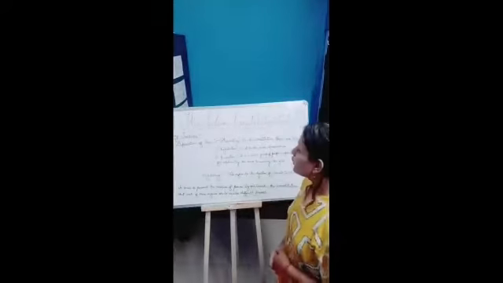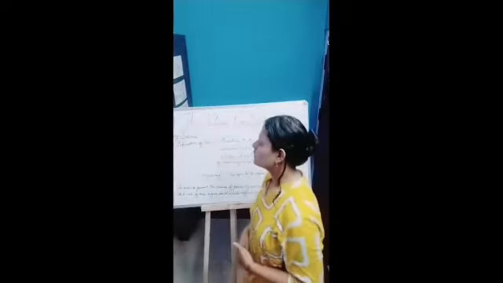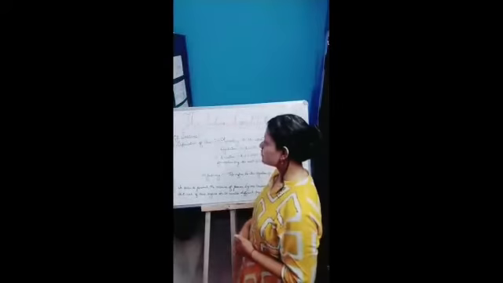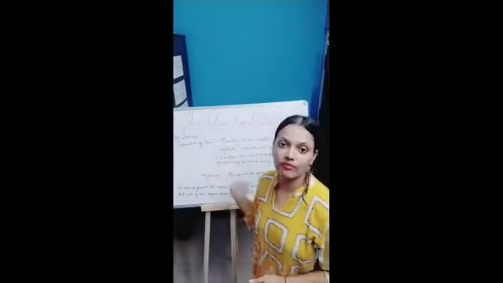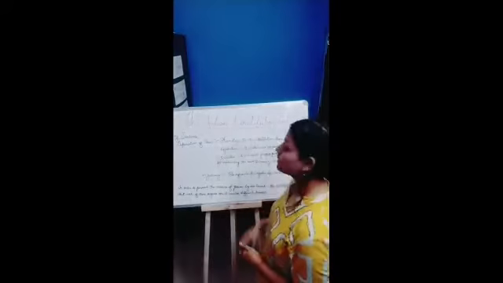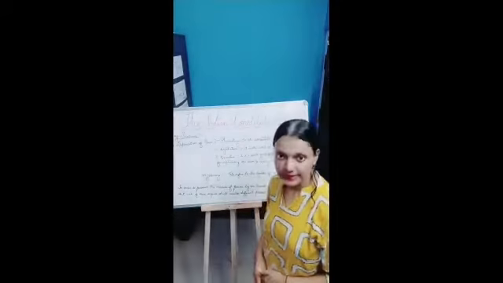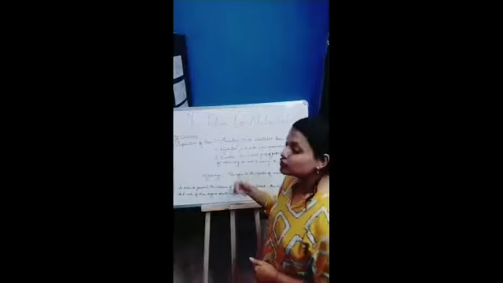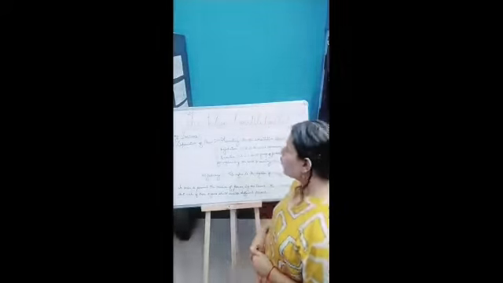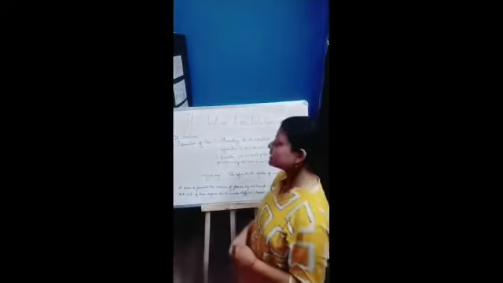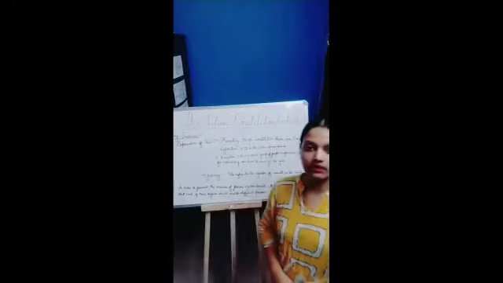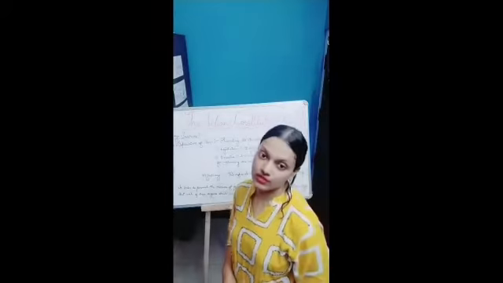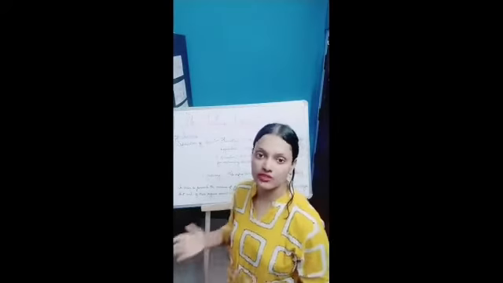Okay, so now coming to the separation of power. According to the Constitution, there are 3 organs: the Legislature, the Executive and the Judiciary. Now, who is the Legislature? The elected representatives are the Legislature.